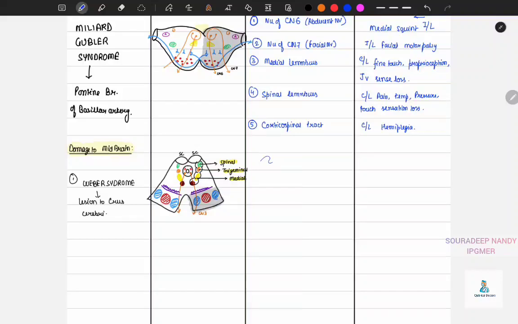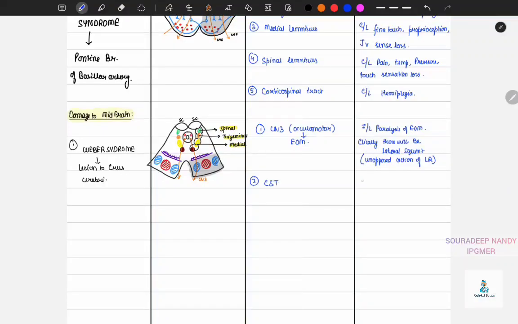What are the structures that will be damaged? Number one, the third cranial nerve, which is the oculomotor nerve. It supplies the extraocular muscles, so there will be ipsilateral paralysis of the extraocular muscles. Clinically there will be lateral squint because of unopposed action of the lateral rectus muscle. Second, the corticospinal tract, that will lead to contralateral hemiplegia. Here is the corticopontine tract. This will lead to no such significant effect.